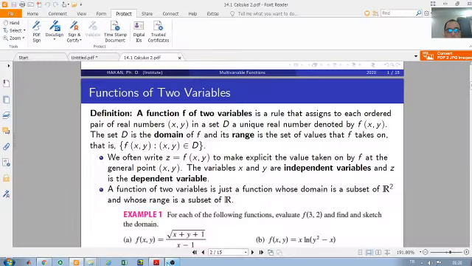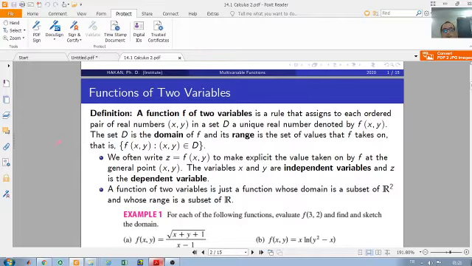Hello everyone, in this video we start chapter 14. First we will cover section 14.1. Generally in chapter 14 we generalize the structure of one-dimensional calculus to multi-dimensional calculus. Namely, we will see functions of two or more variables, the derivative of multivariable functions, double integrals, and so on. Namely, we generalize the one-dimensional calculus that we have learned in Calculus 1 to multivariable calculus.